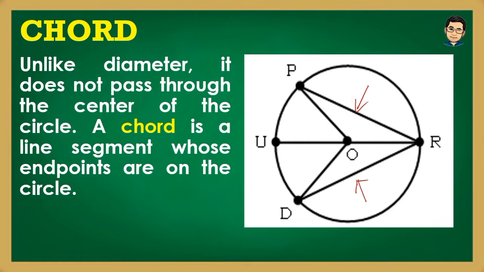So, paano natin papangalanan yung mga chord? Yung unang chord, sulat na natin yung diameter, UR, line segment PR, and then line segment DR. By the way, sa pagpapangalan yan, okay lang naman na nauna yung R, tapos U. UR, RU, pareho lang yon. PR, RP, RD, DR, pareho lang yon. So, yan po yung mga chords ng ating given circle.